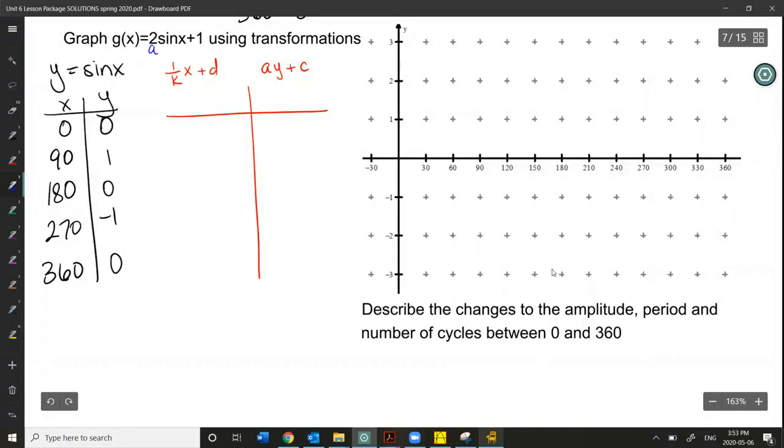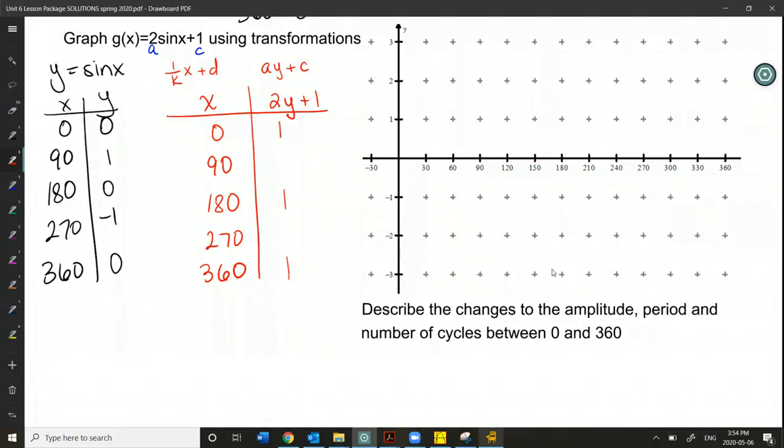Okay, so if you answered a as 2 and c as 1, you would be correct. The k here is 1 and the d here is 0, so there's no changes to the x's. So I'm simply going to recopy the x's here. No horizontal changes. And for the y's, I'm going to do 2 times y plus the c value, which is 1. So I'm going to take each of these y's and multiply them by 2 and add 1. For each of the zeros, we'll get 2 times 0 plus 1, which is 1. For 1, we'll get 2 times 1 plus 1, which gives us 3. And for negative 1, we'll get 2 times negative 1 plus 1, which is negative 1.